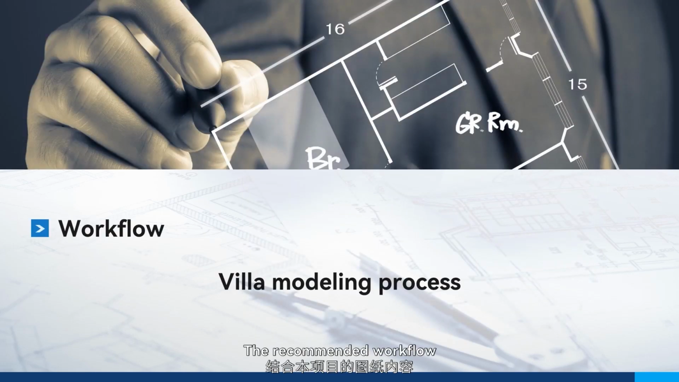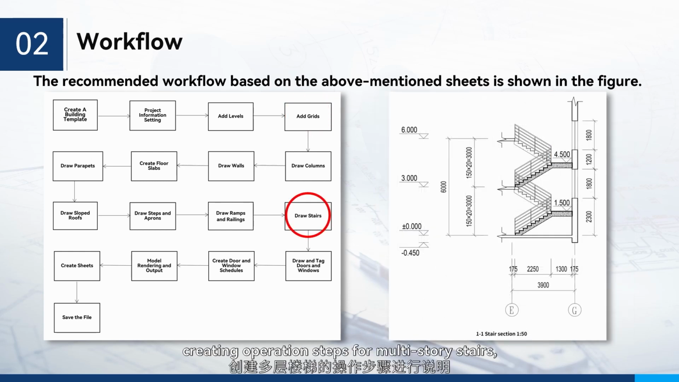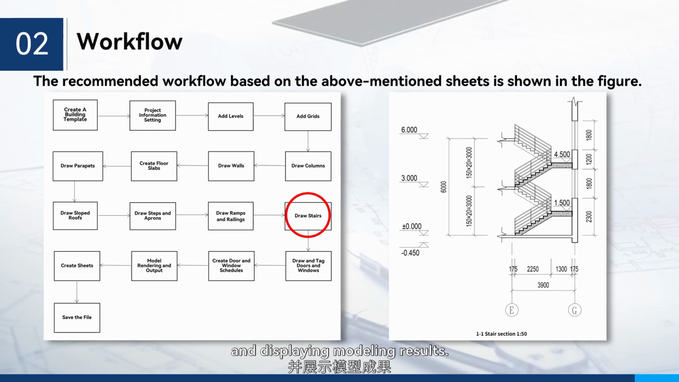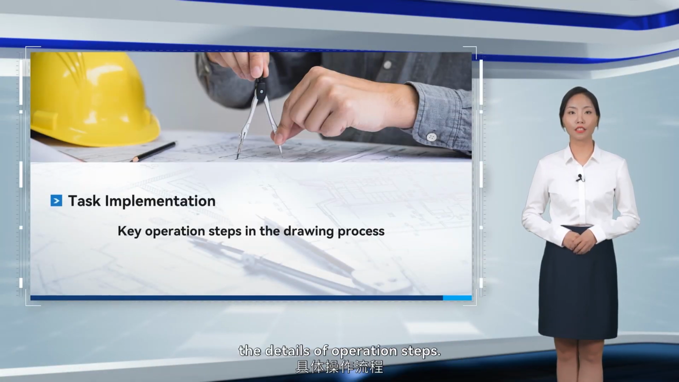The recommended workflow based on the above-mentioned sheets is shown in the figure. According to the project sheets, for more information about the components with specific operation steps covered in the previous modules, please refer to the related content. This lesson will focus only on modifying non-full-length axes, creating operation steps for multi-story stairs, and displaying modeling results. I will present you the details of operation steps.